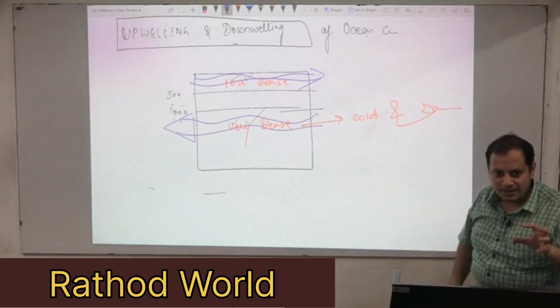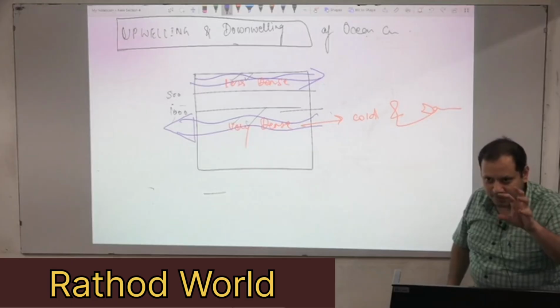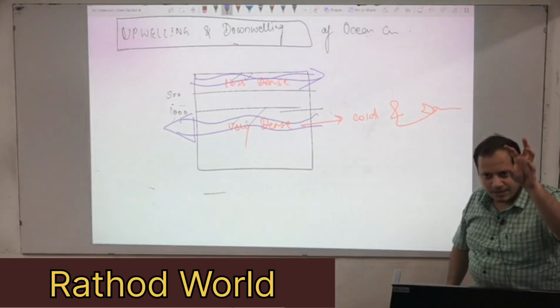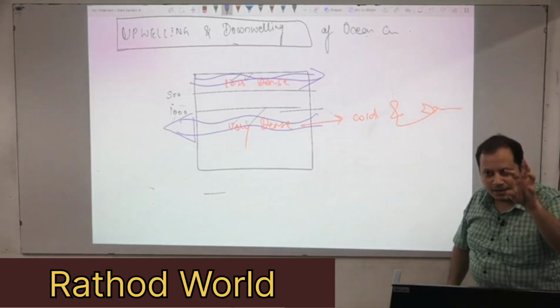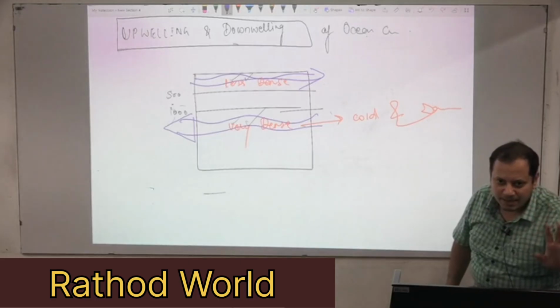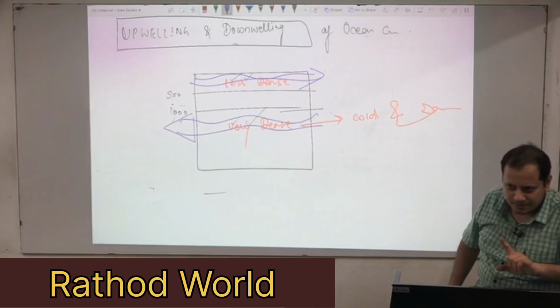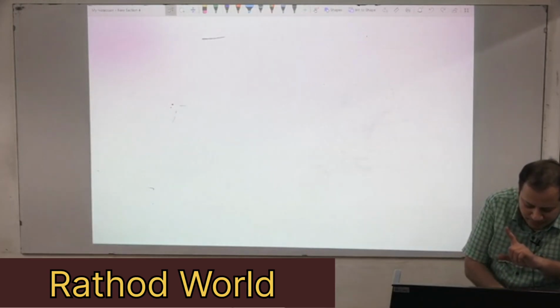This thermohaline circulation starts from the polar regions. Getting it? This thermohaline circulation starts from the polar regions and it is strongest in the Atlantic Ocean. ये हमारे syllabus में बिल्कुल नहीं है, हमें करना भी नहीं है ये. But why am I telling you? Because you will not understand upwelling without this. Getting it? So understand this as a world map.